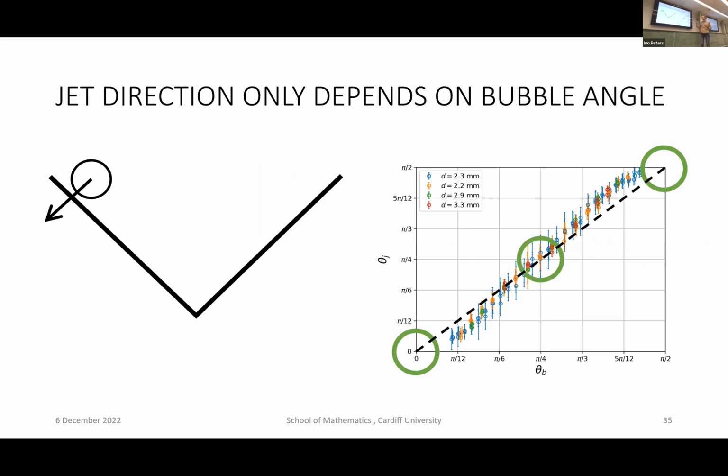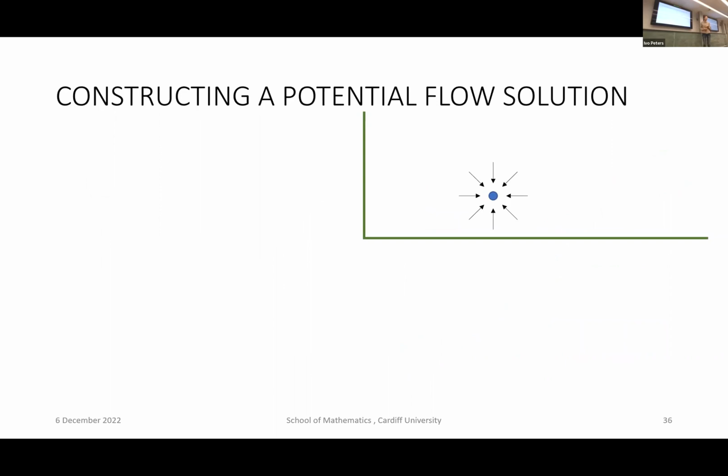But of course, you can already see that it's not a straight line that's connecting these points. So is there something that we can say about where this curve, this line, is coming from? Here we move towards the modeling. We have this bubble, and we model it as a sink. This is our 90-degree corner.